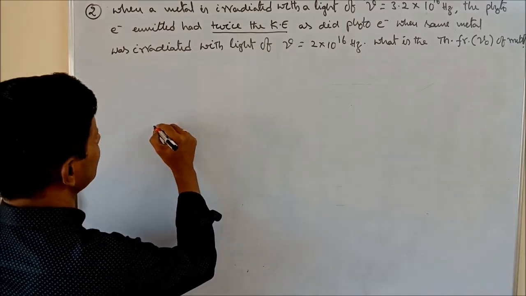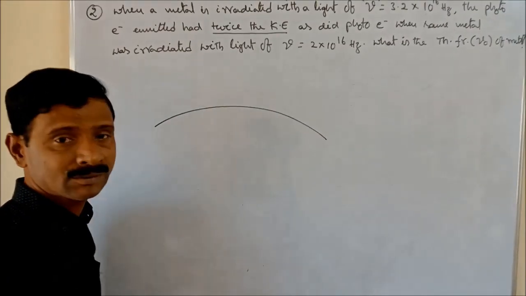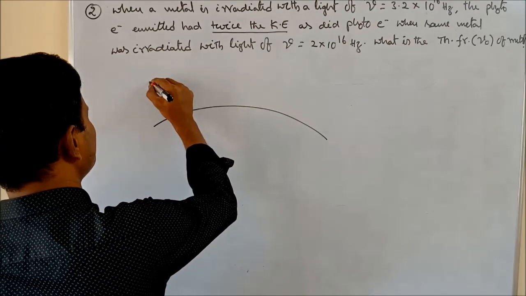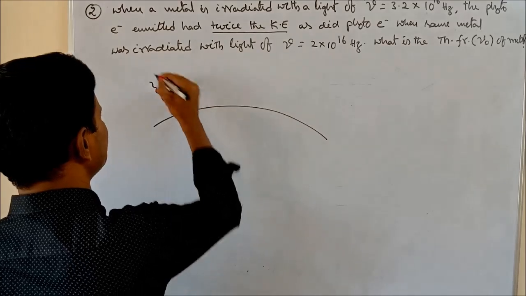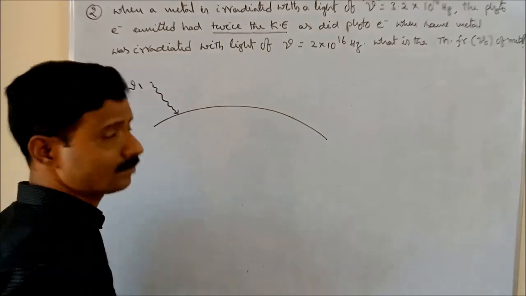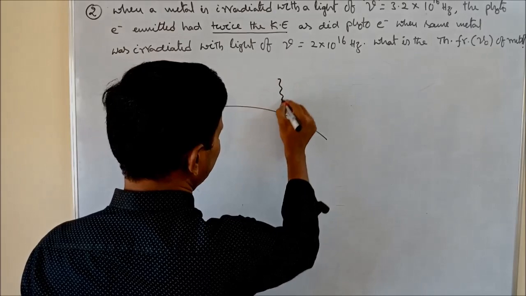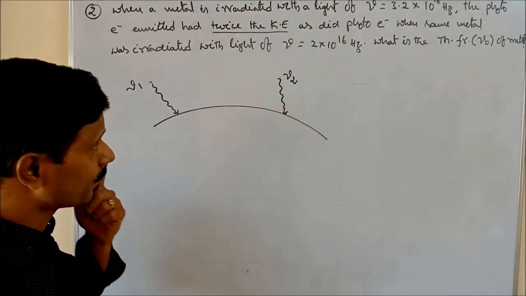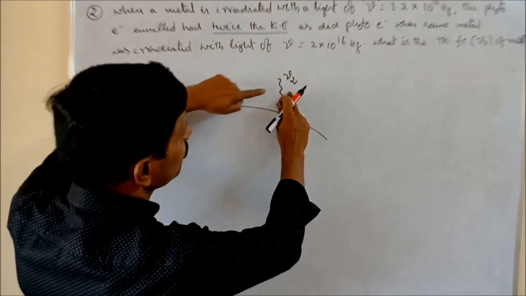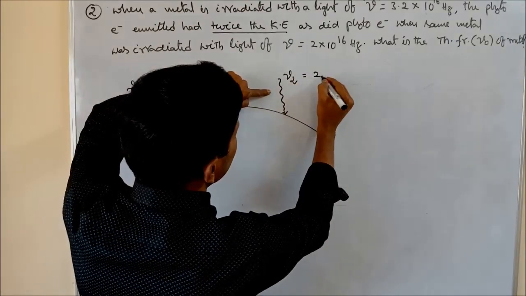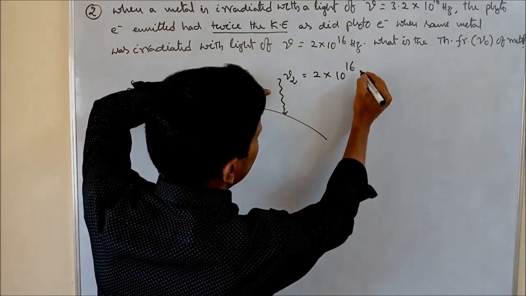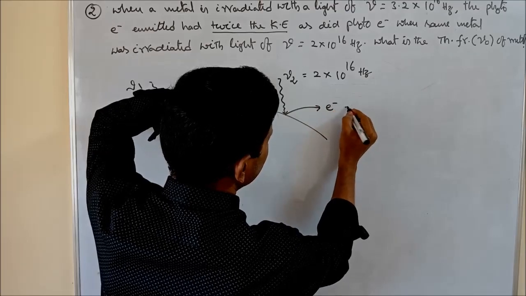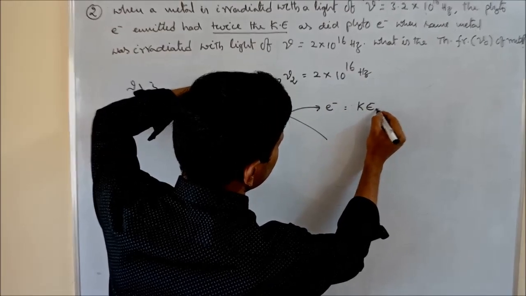Imagine this is the metal surface. Here we are using two different lights. For example, this is one light whose frequency is ν1, and we are using another light whose frequency is ν2. Now, for example, if this ν2 is 2 × 10^16 hertz, here we are getting electrons with kinetic energy KE2.